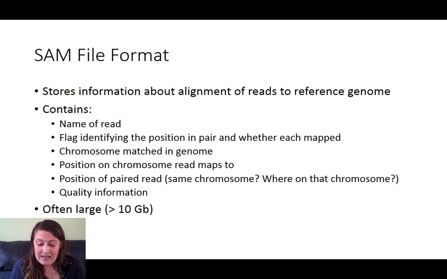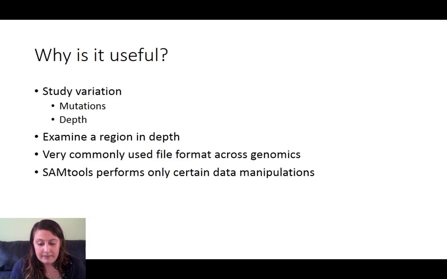The tuple will also contain the position in terms of the chromosome that the read mapped to, as well as where on that chromosome, and each tuple also contains the information for the paired read end. These files are often very large, with hundreds of millions of lines or more. These are very useful to genomics because they allow for the study of both mutations and depth in terms of how many reads are mapped into a single area. And researchers may also want to analyze a certain region in depth if they're interested in a certain gene or deletion or something like that.